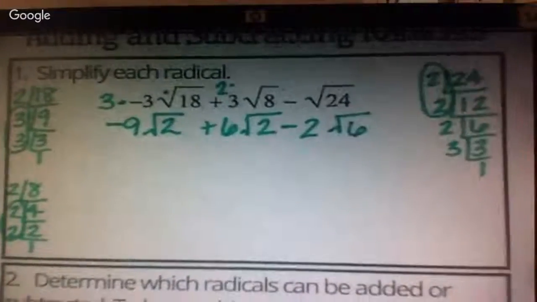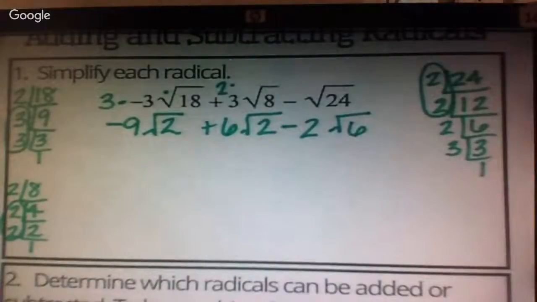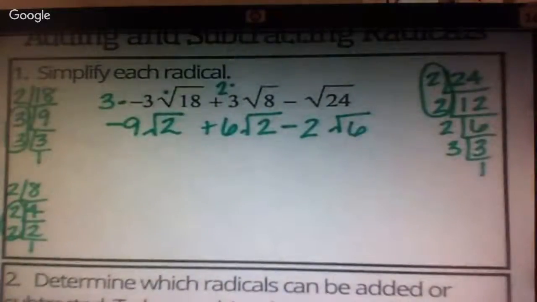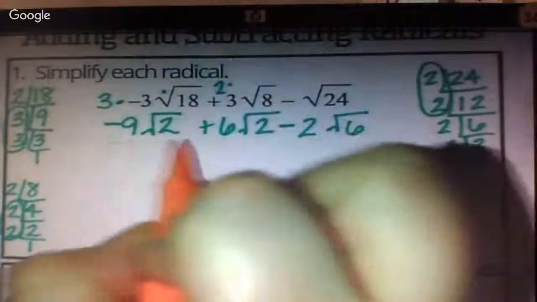Back underneath the square root goes a 6 because I have a 2 and a 3 left over. And 2 times 3 gives me 6. Okay, now that everything is simplified, we have to combine like terms. What are my like terms? The square roots of 2.